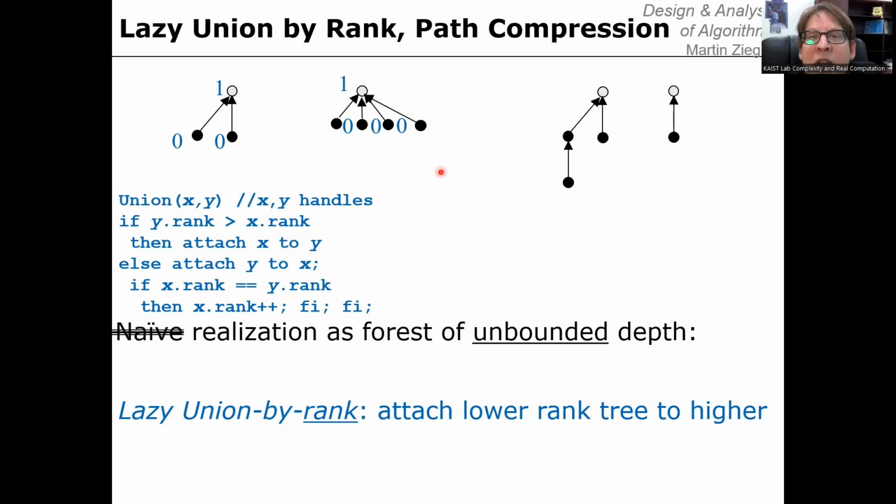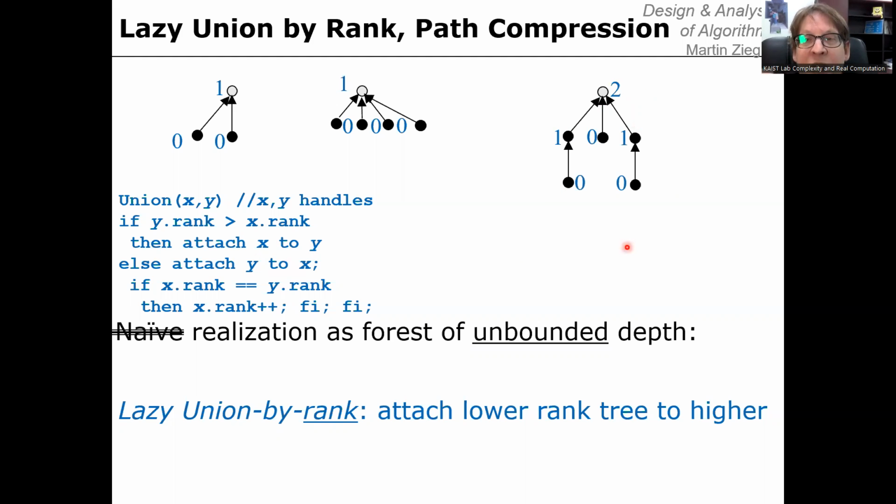Now let's do the same again, visualizing the union of these two trees. What is the rank of this tree? Well, 0, 1, 0 here, and 2. So this tree has rank 2, has height 2. And this one has height 1. So when both get merged, the tree with smaller height gets attached to the tree with larger height in such a way that the height of the larger tree still remains 2, does not increase. That's exactly the point here.